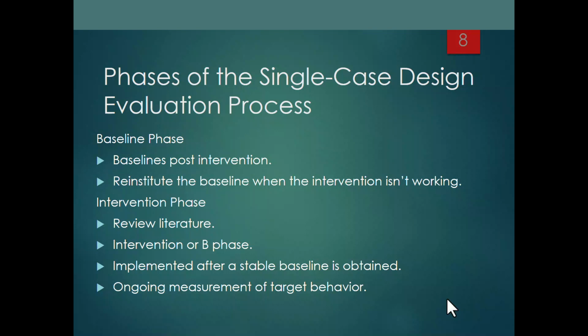So the intervention phase, or what we also call treatment, is the B phase. So this is where the clinician delivers the intervention aimed at changing the target behavior. This is implemented after obtaining a stable baseline to avoid erroneously attributing the difference in behavior to the intervention when actually the client's behavior was getting better already. Measurement of the target behavior is ongoing during the intervention phase, and the observations are compared to the baseline observations to determine if the intervention is effective.